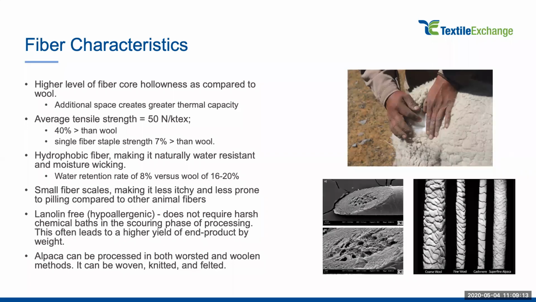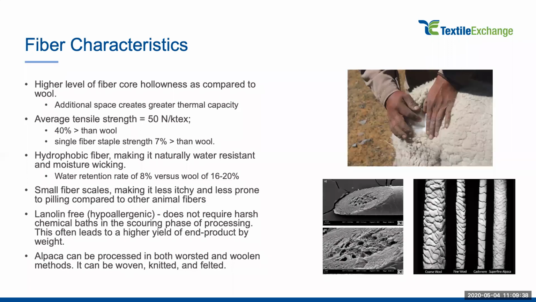The average tensile strength is about 40% higher than wool, and the single fiber staple strength is about 7% higher than wool. It is a hydrophobic fiber, meaning it's naturally water resistant, not waterproof, but it is moisture wicking, and the water retention rate is about 8%, which is slightly lower than wool, which would be about 16 to 20%.